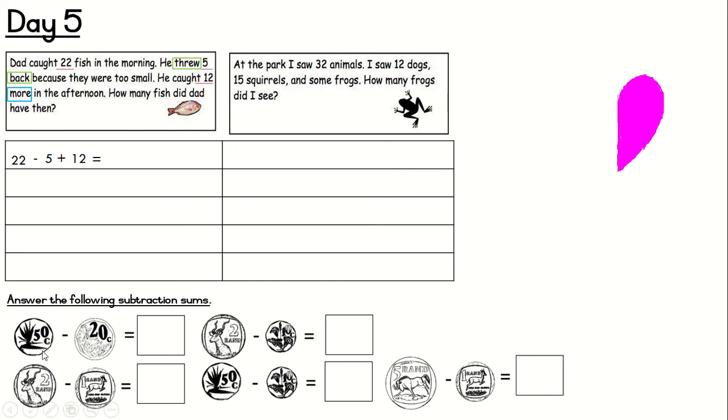Now, I'm going to do the first one for you. 50 cents minus 20 cents is 30 cents. Can you see I've put my cent sign in? If you say only 30, it's going to be wrong because it's not in a money form. Remember, when you work with rands, you're going to have a rand sign in front. Right, now you try the 4 that are left. And then the last question with this little pink thing here, it's going to make sense now.